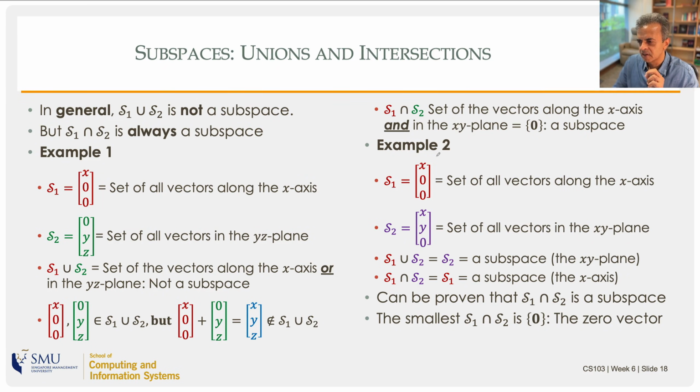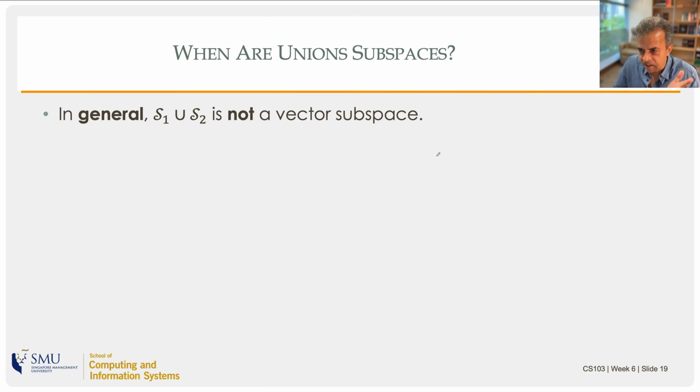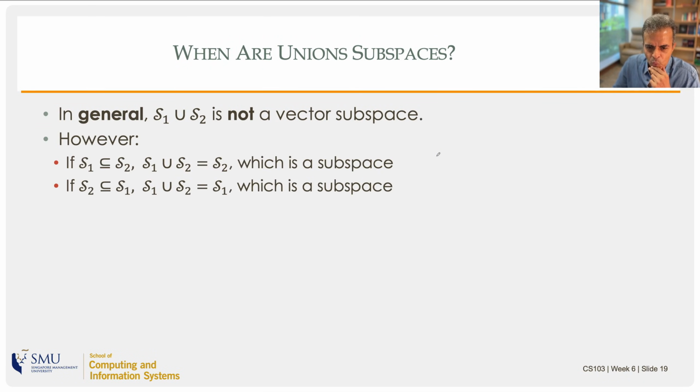So let's actually look at it a bit more. When are unions subspaces? In general, it's not a subspace, but when one subspace is part of the other subspace, like the x-axis and the xy plane, then the union is the larger of the two, which is already a subspace because both of them are subspaces to begin with. Union is one of them, so it's a subspace. If S2 is a subset of S1, it is contained in S1, then the union will be S1 because that is the bigger one, which is already a subspace.